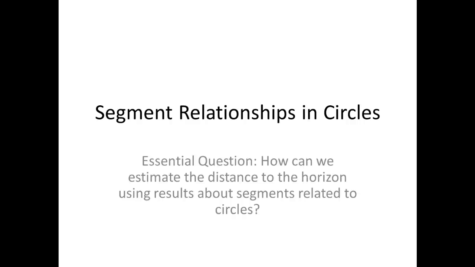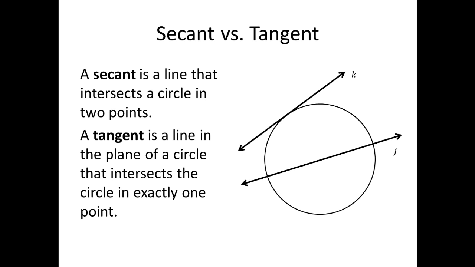In this lesson, we will learn about segment relationships in circles by answering the essential question: how can we estimate the distance to the horizon using results about segments related to circles?